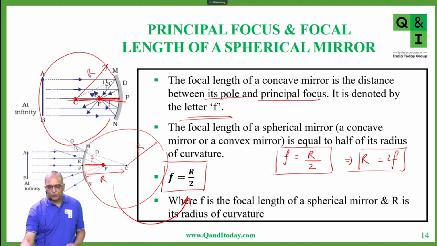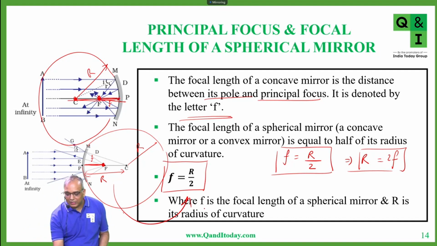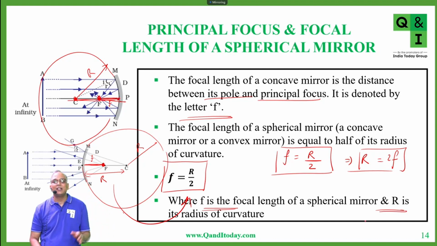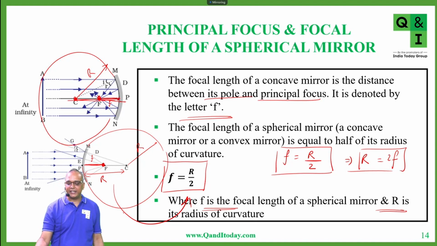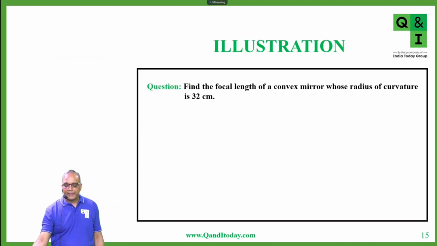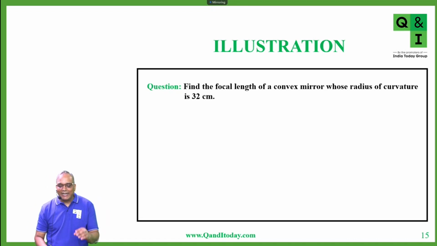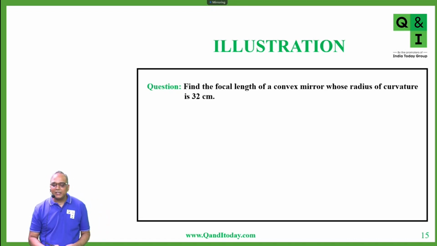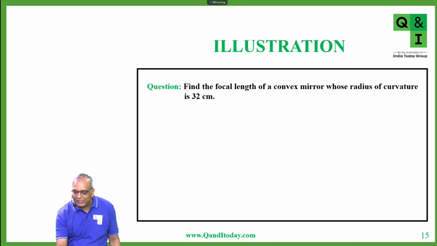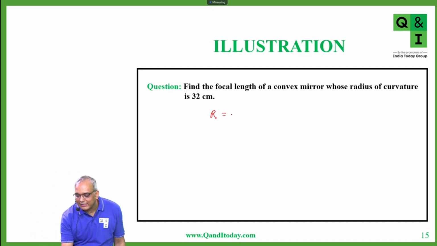Okay, let's go ahead. Where F is the focal length and capital R is the radius of curvature. This is the general notation which we use to represent the focal length as well as the radius of curvature. Now let's see the first example, students. Find the focal length of a convex mirror whose radius of curvature is 32 centimeter. So what is given here in the question is radius of curvature is 32 centimeter.